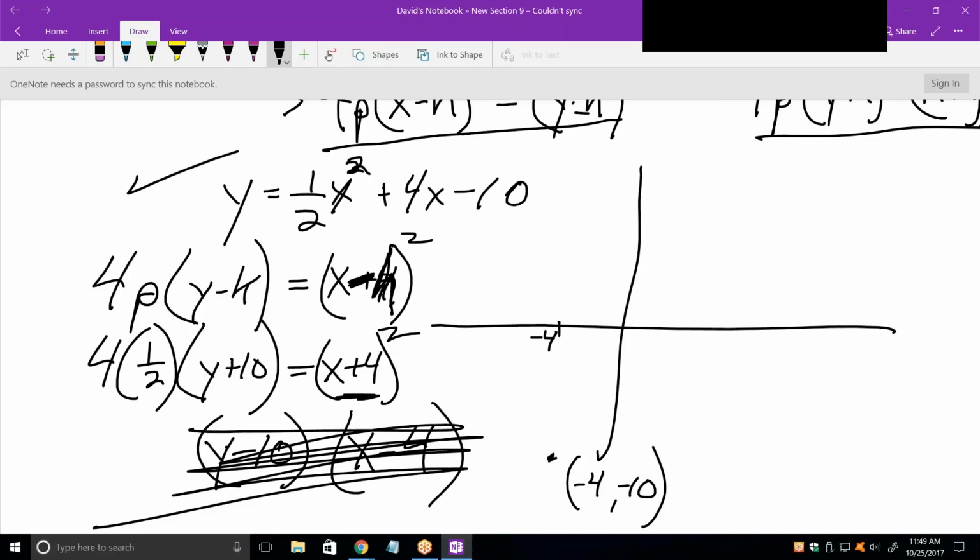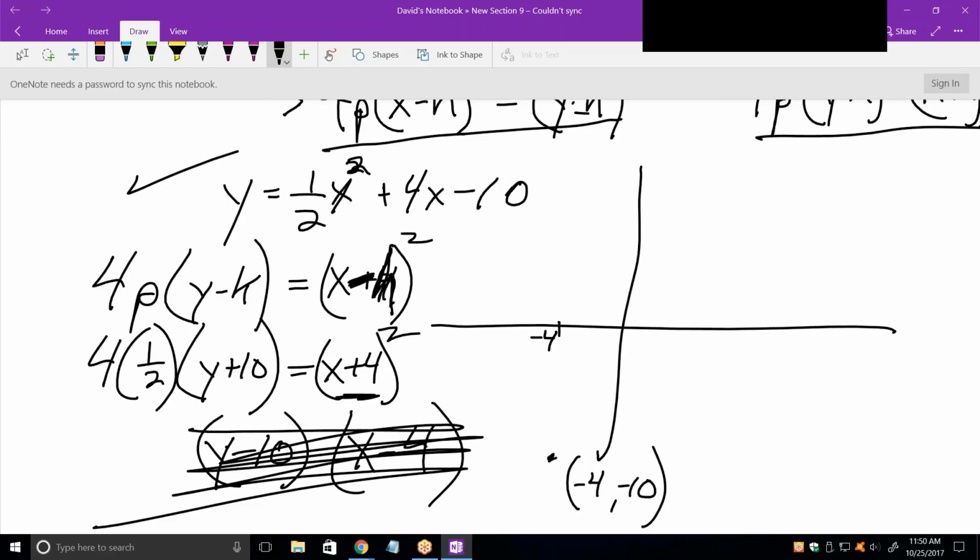Something's wrong here. The reason is because my y-intercept should be minus 10. My y-intercept is minus 10. It cannot be my vertex unless I'm on the y-axis, and I'm not on the y-axis because my h is minus 4.